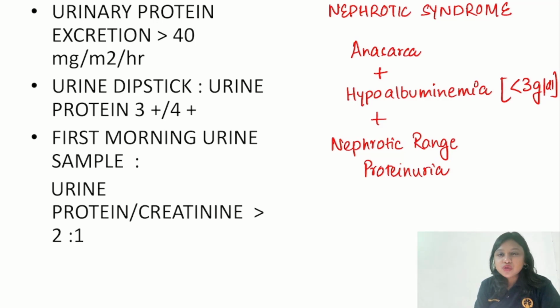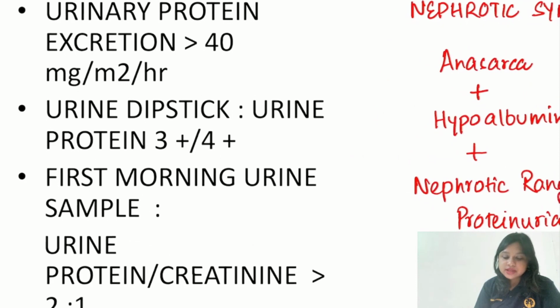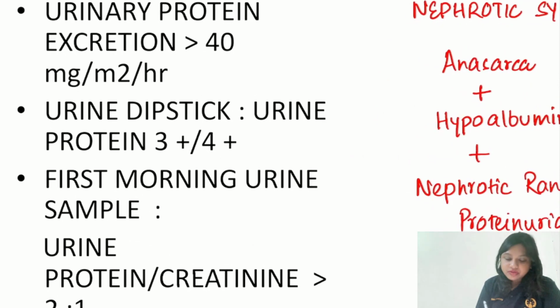Remember, hyperlipidemia more than 200 is definitely found in nephrotic syndrome, but it is not a criterion anymore after the recent change in the guidelines. So anasarca, you understand, is a generalized body swelling, with decreased albumin levels. And what do we mean by nephrotic range proteinuria? Urinary protein excretion more than 40 milligram, a very important number, more than 40 milligram per meter square per hour. If we have to say per day, it is more than 1 gram. Urine dipstick, the urine protein is 3 plus to 4 plus. Whenever we have a urine dipstick of 4 plus, that accounts for more than 1000 almost, right?